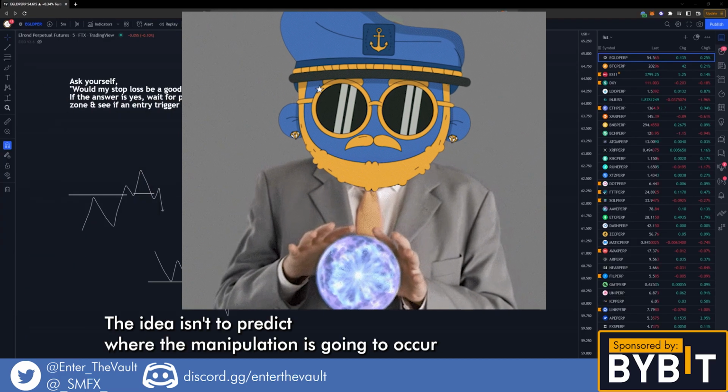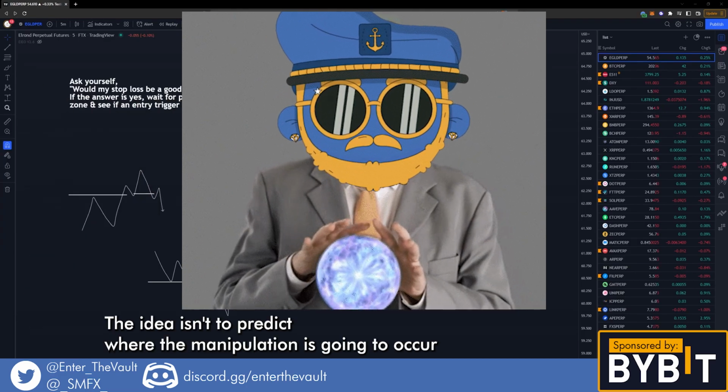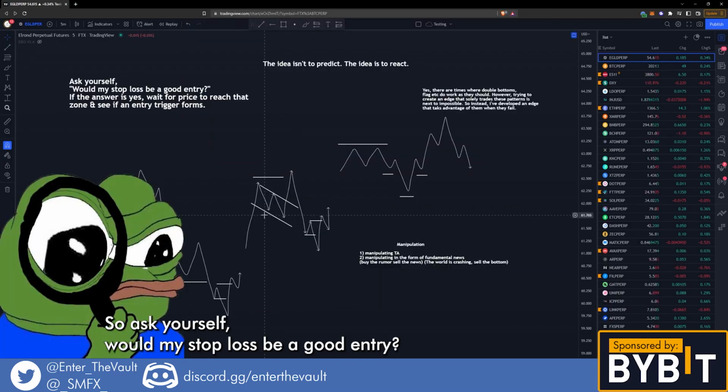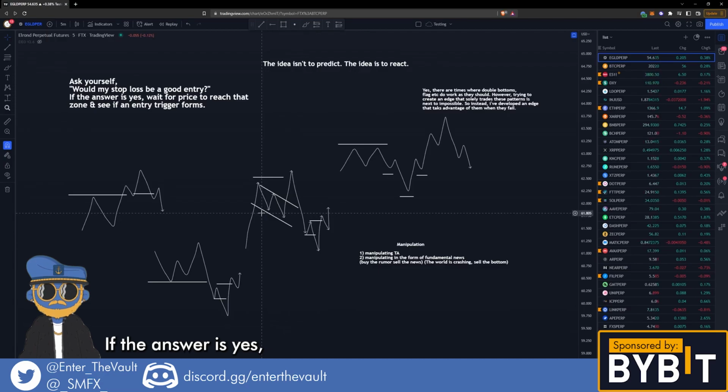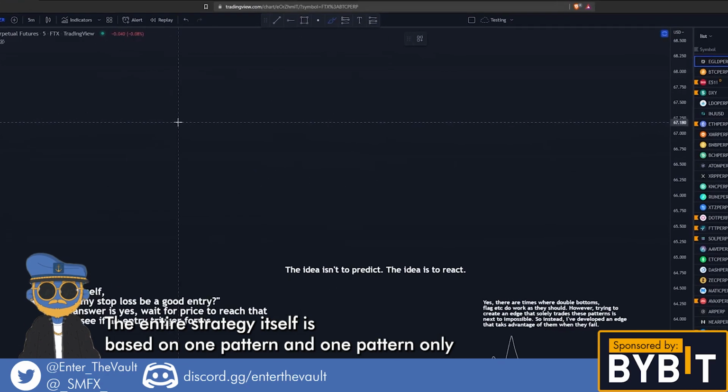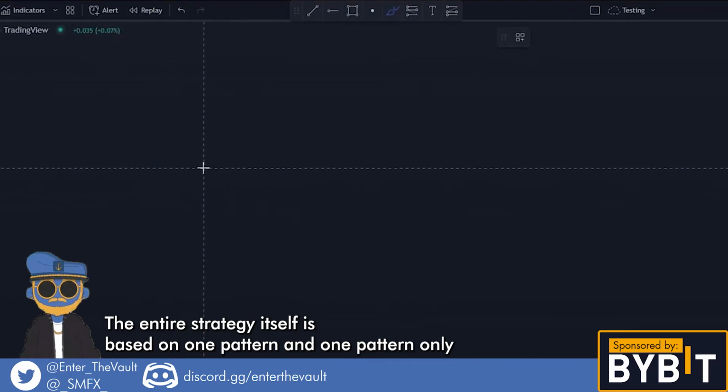The idea isn't to predict where the manipulation is going to occur. The idea is just to react once it happens. So ask yourself, would my stop loss be a good entry? If the answer is yes, wait for price to reach that zone and see if an entry trigger forms. The entire strategy itself is based on one pattern and one pattern only. And what is that pattern?